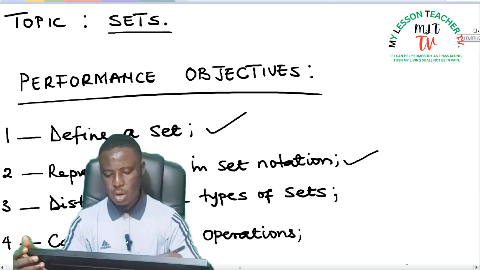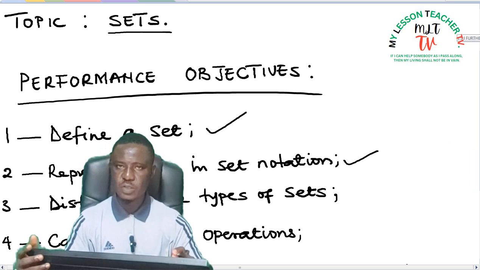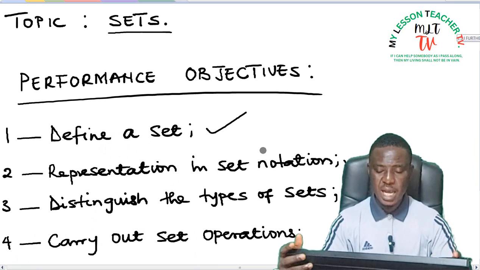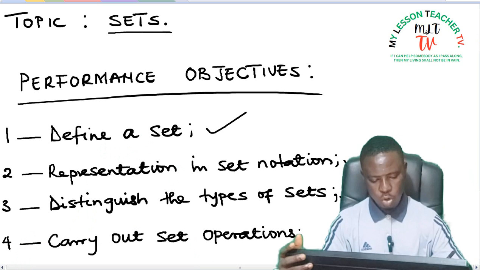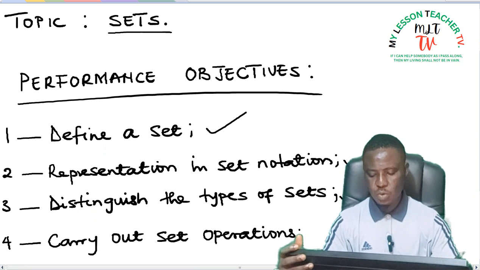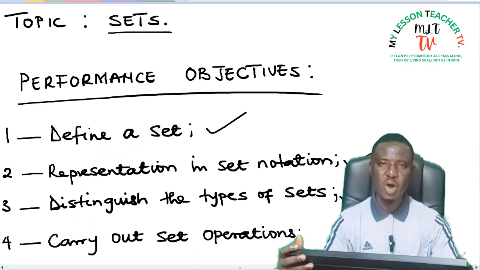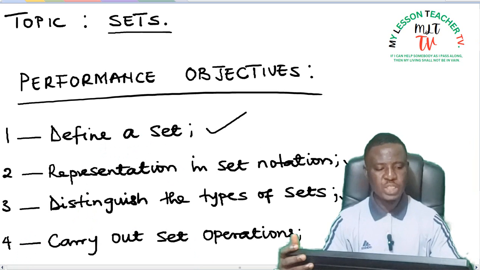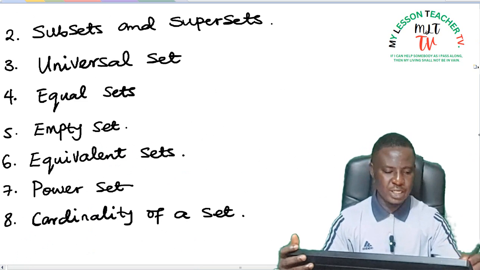At that class, we were able to treat the first two objectives of sets. In today's class, we shall take the third objective, which says we are to distinguish the types of sets. So we shall be looking at types of sets in today's class.